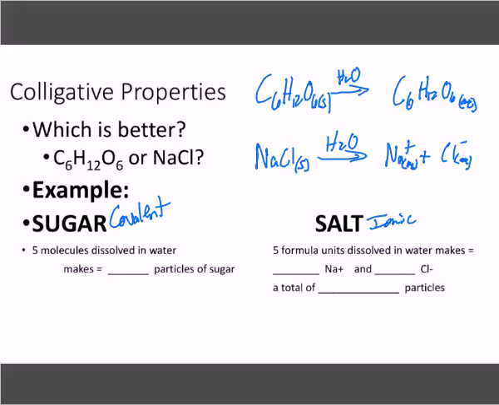Don't overthink it. 5, right? Because look at it. This is based on 1. It's a 1-to-1 ratio. So with covalent compounds, they're not splitting up when they dissolve. They're staying together. Another way to think about it is like this.